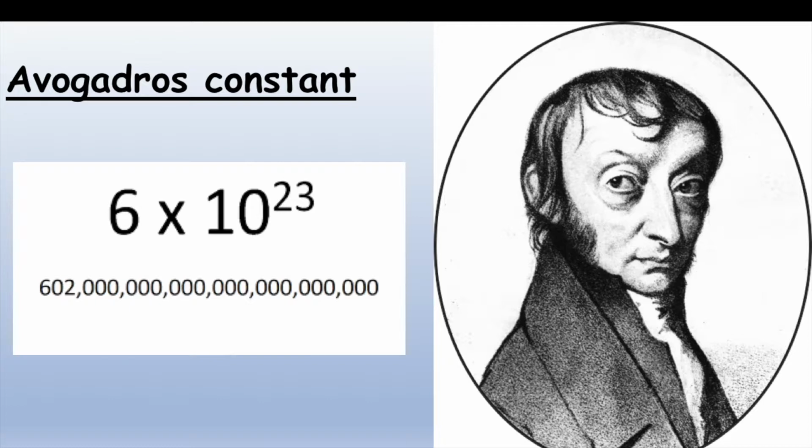1 mole is equal to 6.02 times 10 to the 23 atoms. So 1 mole of any element or compound contains 6.02 times 10 to the 23 atoms. The number is often called Avogadro's constant, after the researcher who discovered this idea.